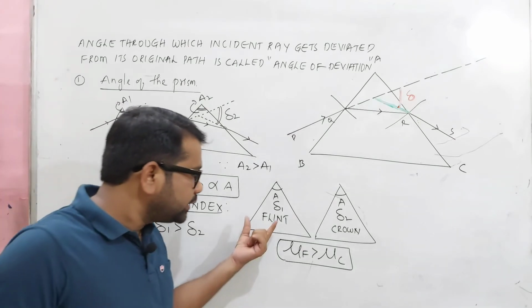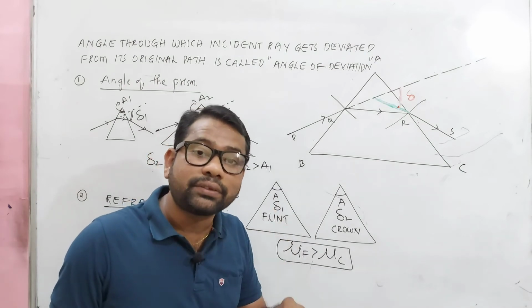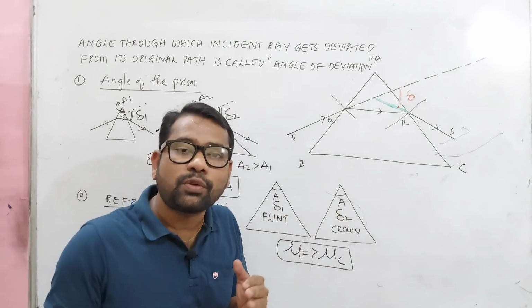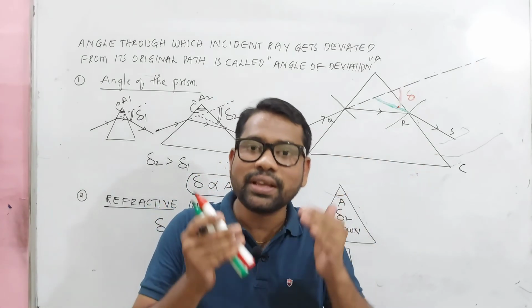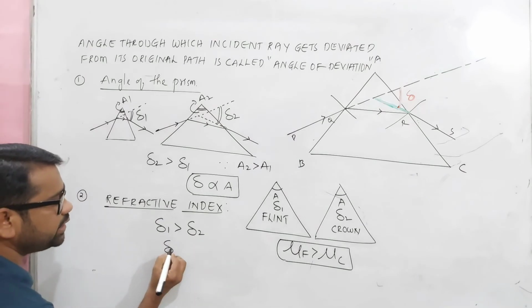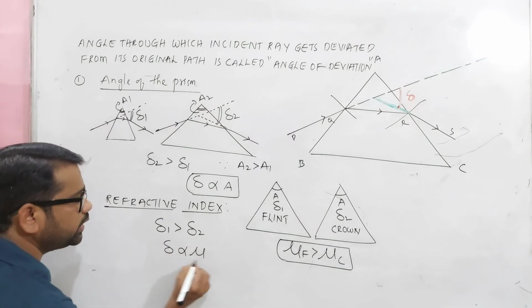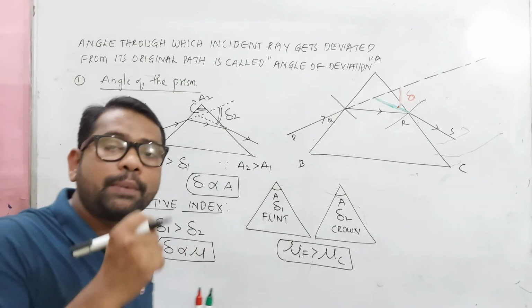Why? Because the refractive index of flint glass is more than that of crown glass. Which means the more the refractive index, the more the deviation. The less the refractive index, the less the deviation. So hence we can say that the angle of deviation is proportional to the refractive index of the material with which the prism is made.